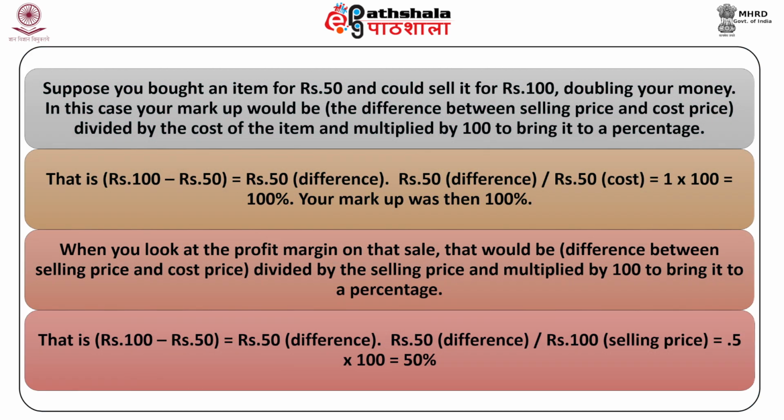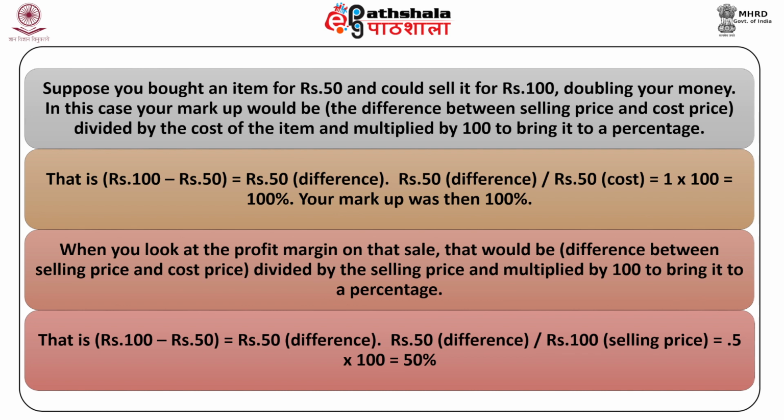Now, let us consider an example. Suppose you bought an item for rupees 50 and could sell it for rupees 100, doubling your money. In this case, your markup would be the difference between selling price and the cost price divided by the cost of the item and multiplied by 100 to bring it to a percentage.